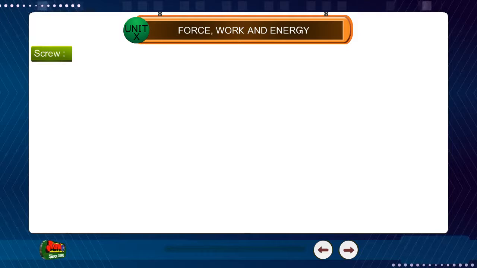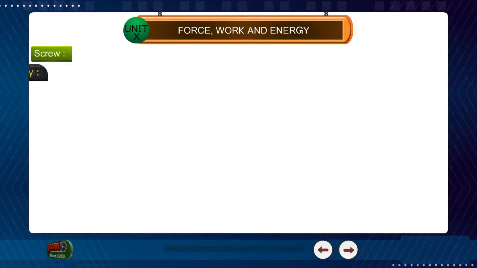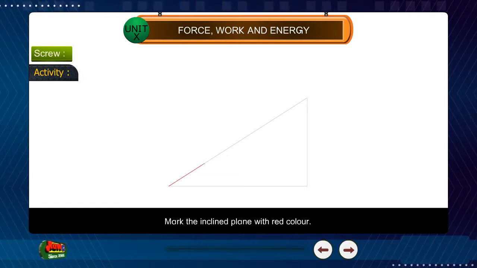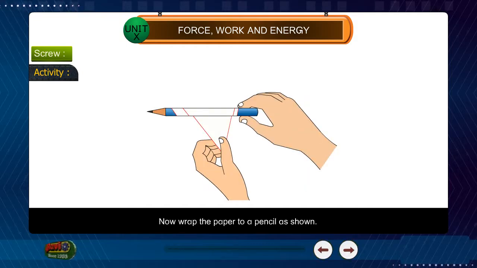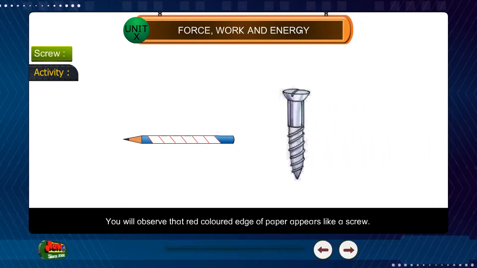Screw. A screw is also a kind of simple machine used to hold things together tightly. Activity. Take a white paper and cut it in the shape as shown in the figure. Mark the inclined plane with red color. Now wrap the paper around a pencil as shown. You will observe that the red colored edge of the paper appears like a screw.